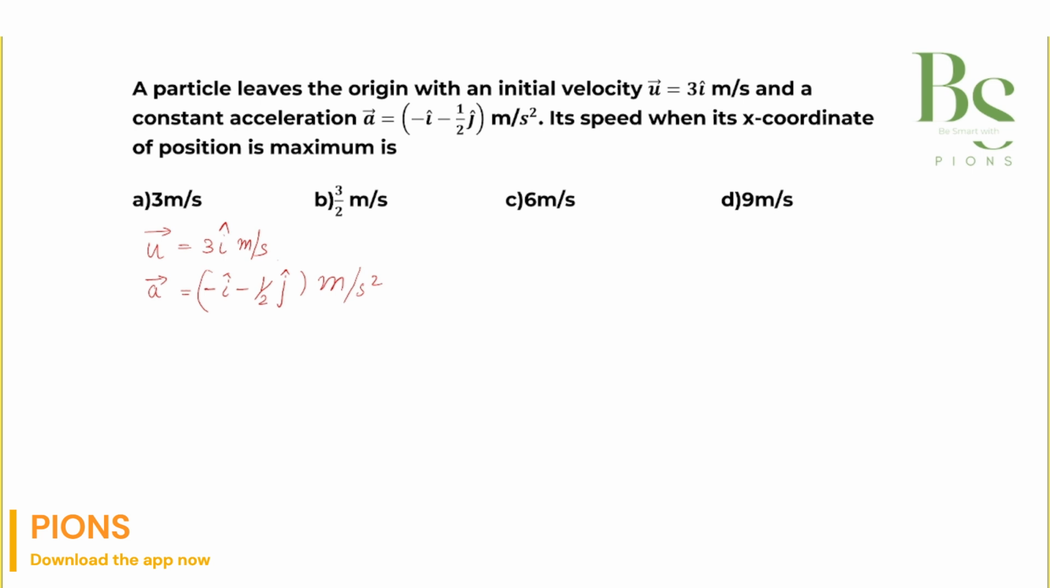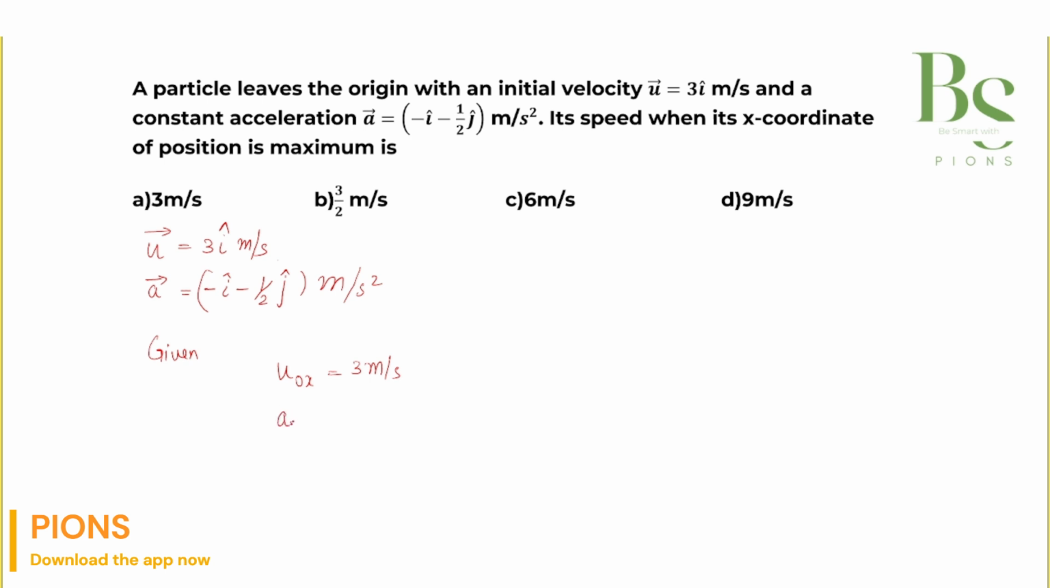Now let's split it in terms of x and y coordinates so that we can simplify it, because at the end the question is saying its speed when its x coordinate of position is maximum. So at the end we will have to use the x coordinate. Let's start with the initial x and y coordinates. Given here, what is our initial velocity along the x-axis? That is 3 meter per second.